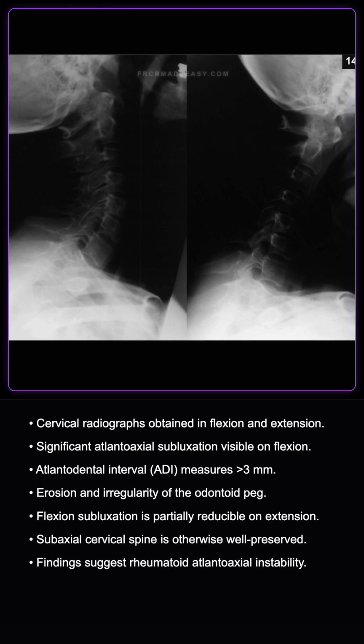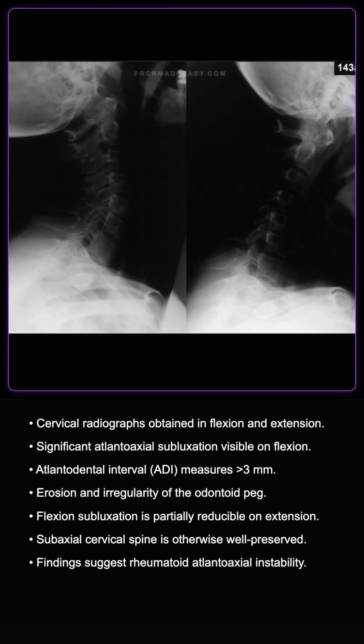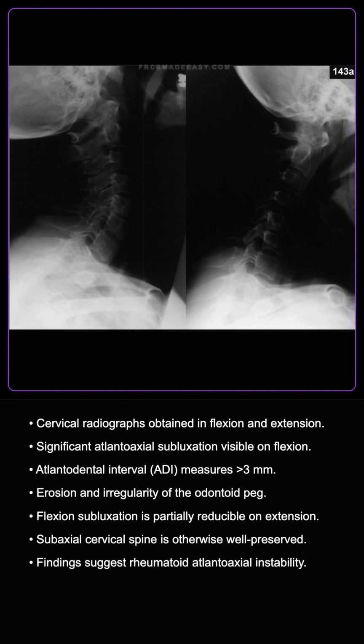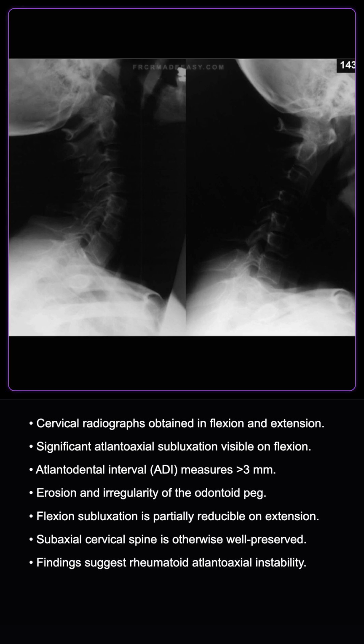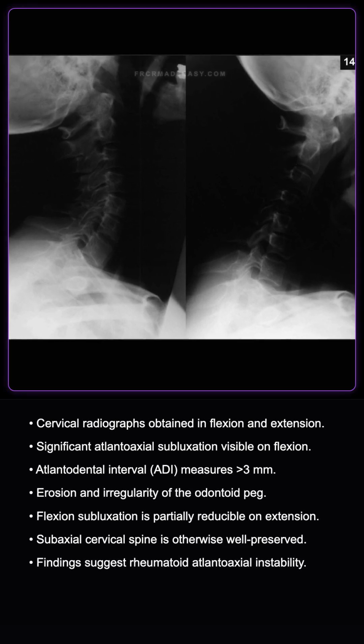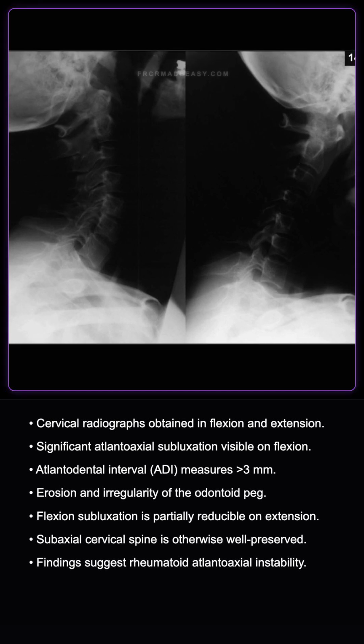On extension, the subluxation is partially reducible, though the atlantodental interval remains abnormally wide. The remainder of the subaxial cervical spine is relatively well preserved, with no severe disc space narrowing or facet joint subluxation. The appearances are highly suspicious for atlantoaxial instability, secondary to rheumatoid arthritis.